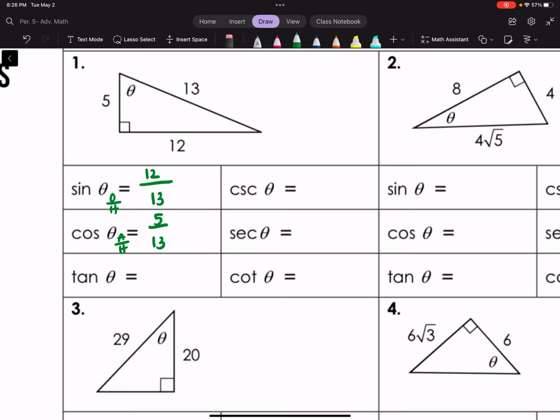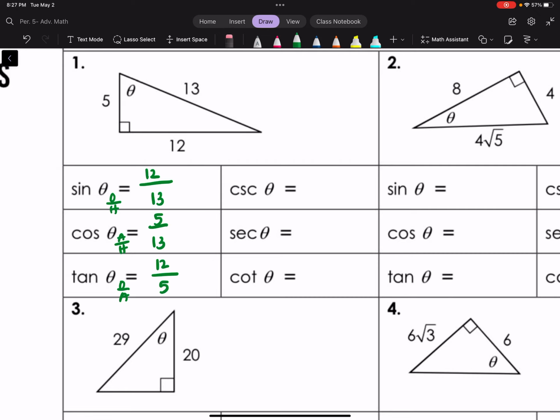Tangent of theta. Here's my angle theta. Remember, you create trig ratios in regard to a specific angle, an angle theta. If theta was down here, these ratios would be different. So you have to create these ratios in regard to the angle that's given to you. So in angle theta, I have to do opposite over adjacent. So this would be the opposite, which is 12, over the adjacent, which is 5. Again, nothing can be simplified, so I'd stop there.